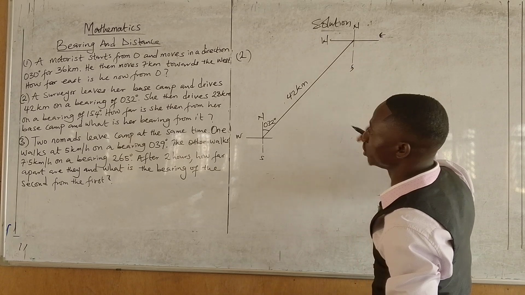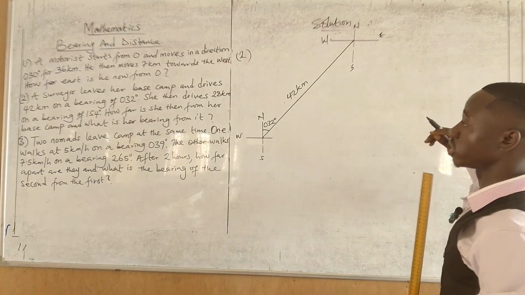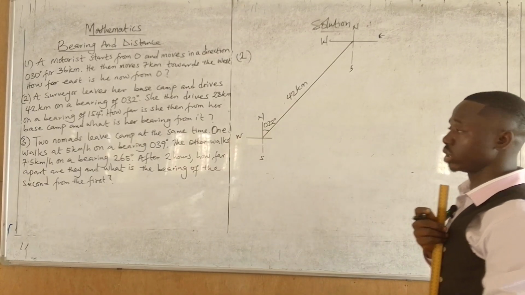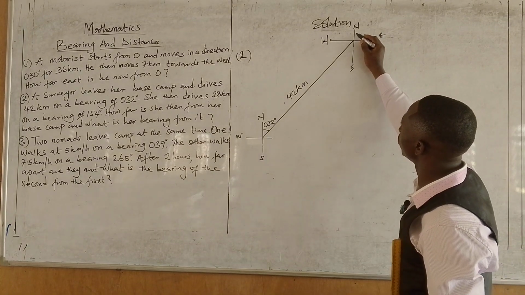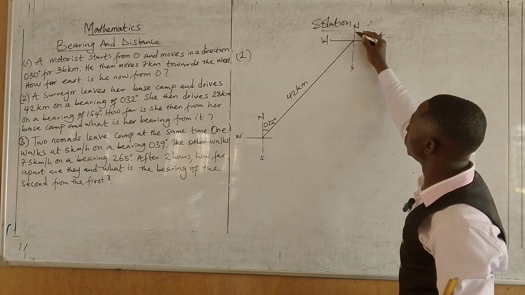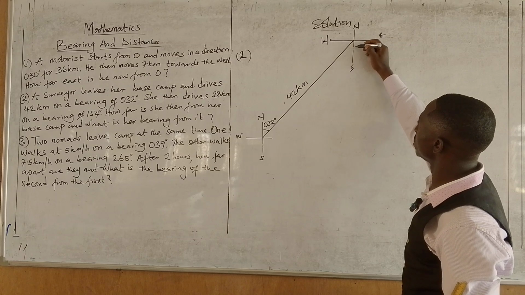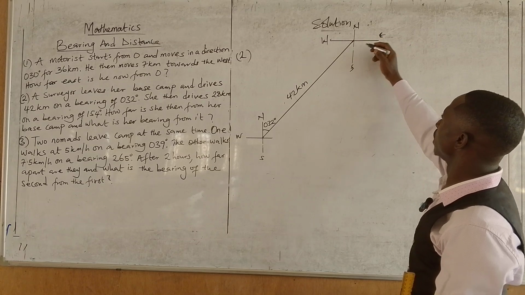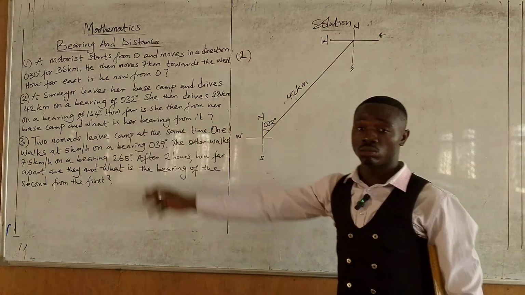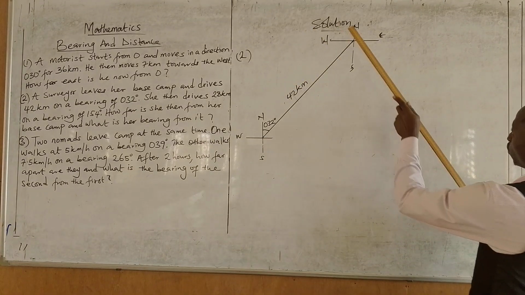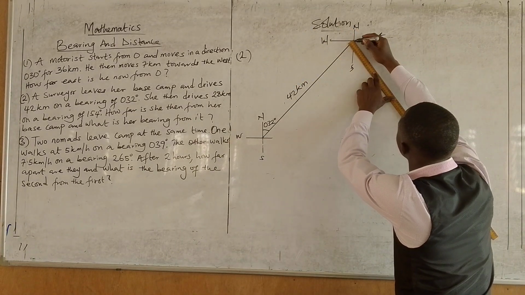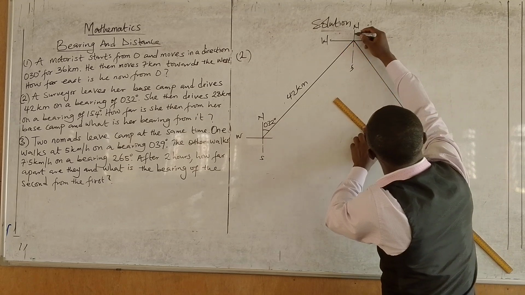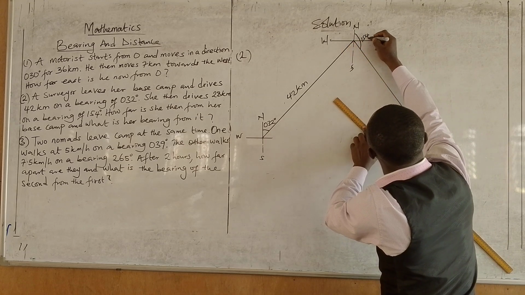So we are told that she then drives 28 kilometers on a bearing of 154. So 154 falls in the second corner this time around from here. This is north, this is south. So the second corner is in between east and south. That's because 154 is more than 90 but less than 180 degrees. So this is my 154. So this angle here is 154 degrees.